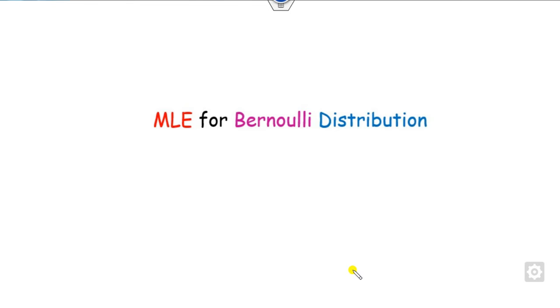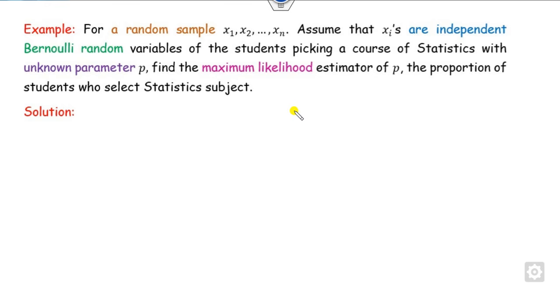Now, how can you find the maximum likelihood estimator for the Bernoulli distribution? Assume that the xi's are independent Bernoulli random samples of students picking a course of statistics with the unknown parameter p, because we know that in the case of the Bernoulli distribution, there is only one unknown parameter, that is p. Find the maximum likelihood estimate of p. What is p? It is the proportion of students who select the statistics subject.